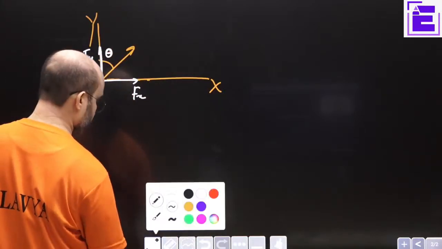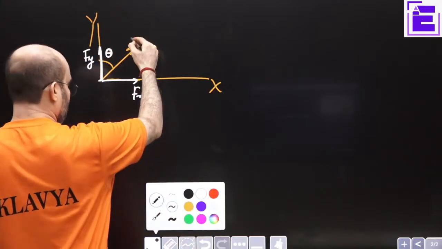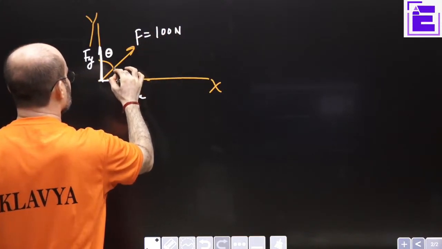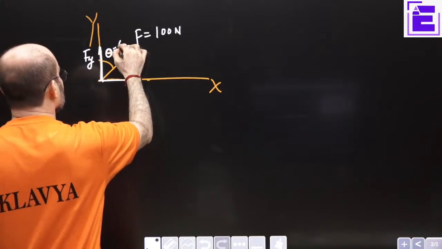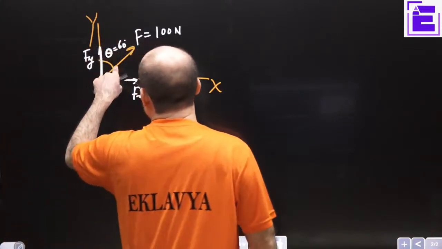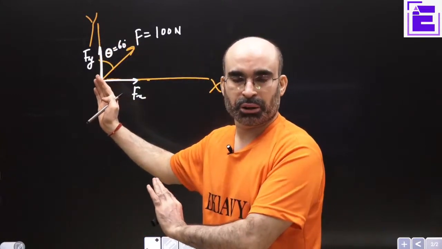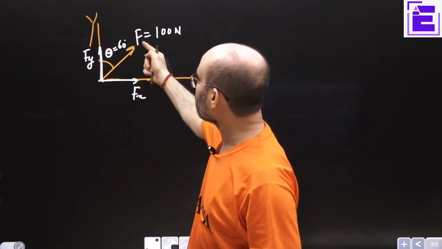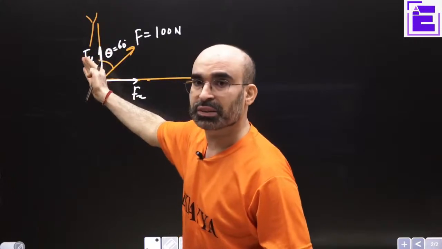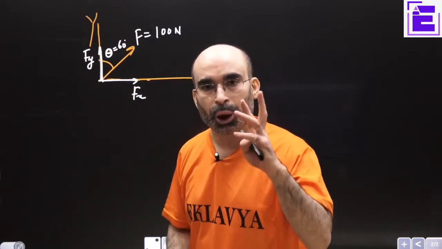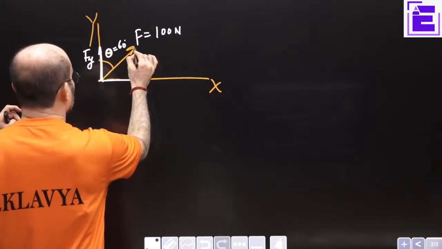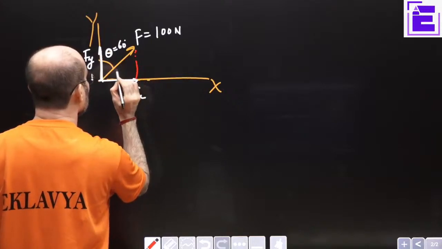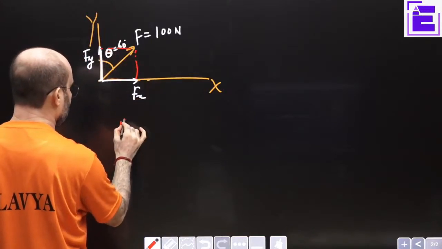Suppose you have F equals 100 Newton, and theta equals 60 degree. Theta is the angle with the y-axis. Here in this particular situation, we have taken the angle made by this force F with the y-axis to be equal to 60 degree. Now, as we have understood, from the tip of this vector you draw a perpendicular.